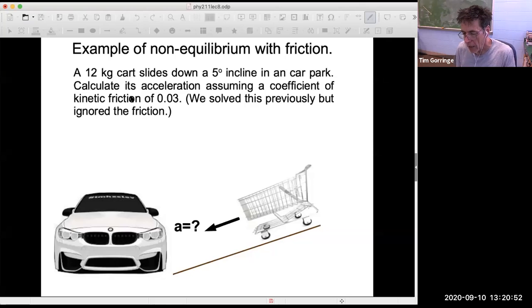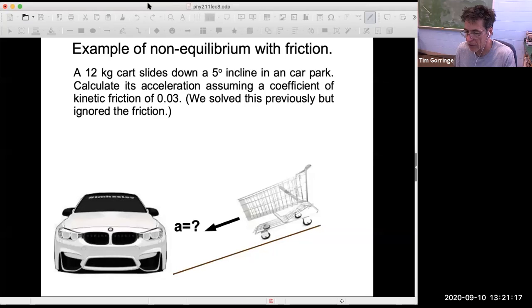And what we're going to figure out is the acceleration of the cart down the incline. And the difference between this version of the problem and the prior class version of the problem is that now there is friction on the incline. There's kinetic friction on the incline, and we're going to incorporate in our calculation of the acceleration the effects of kinetic friction.